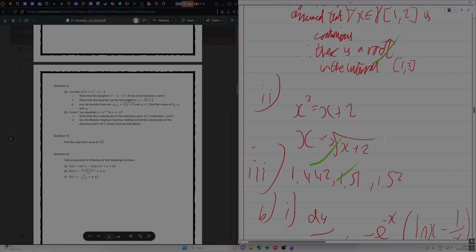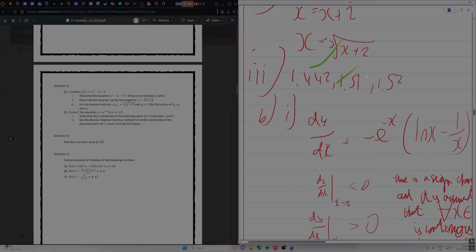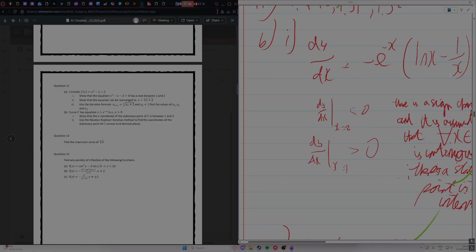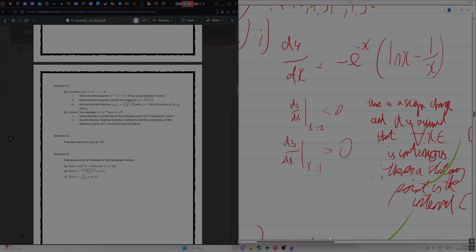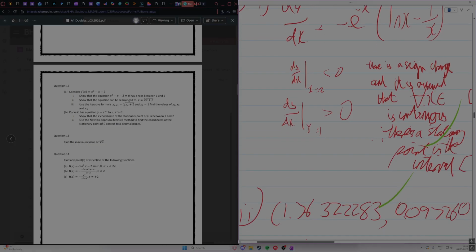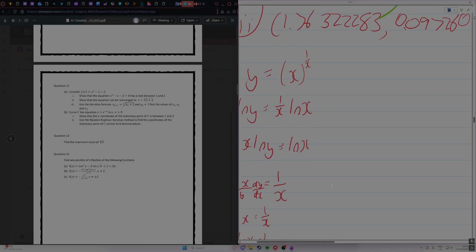Next, another sign change. And then another iteration, rearranging, blah, blah, blah. Then Newton-Raphson, blah, blah, blah. What? Why have I done this here? Oh, because this is another sign change, and then you do Newton-Raphson. This is a nice question.